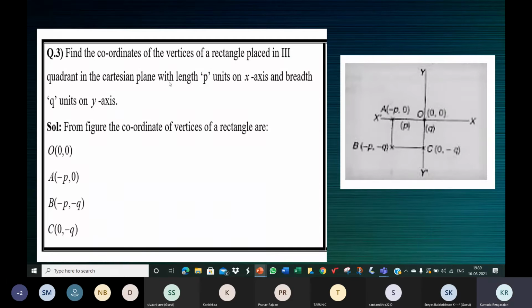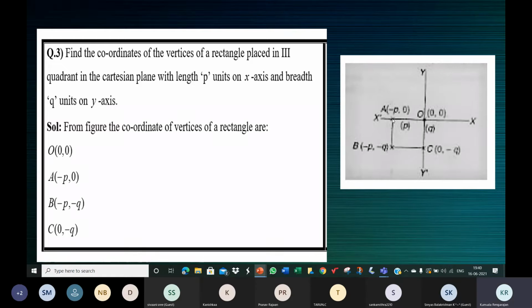It's given p is on the x-axis and q is on the y-axis, both on the negative side, because the rectangle is completely in the third quadrant. So you cannot use the positive side of the x-axis and the positive side of the y-axis. Because it lies in the third quadrant, one vertex is at 0, 0.